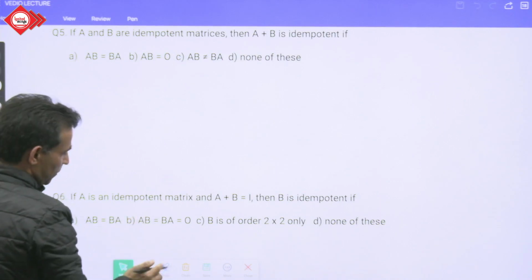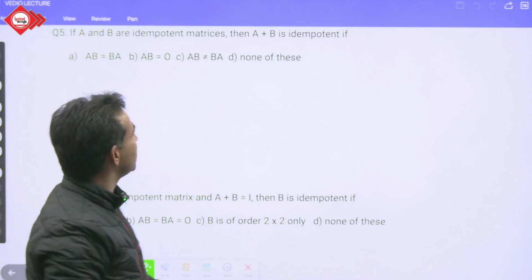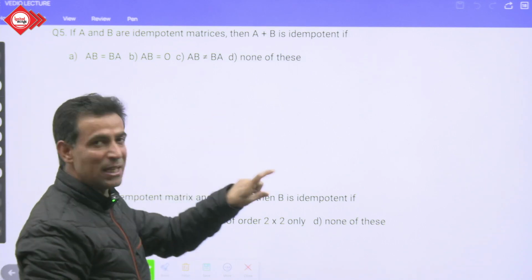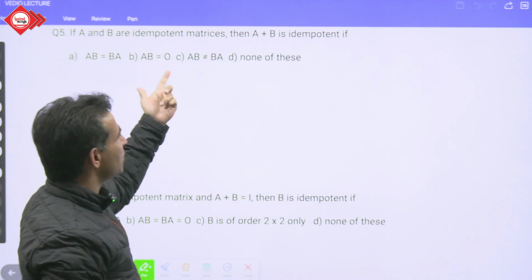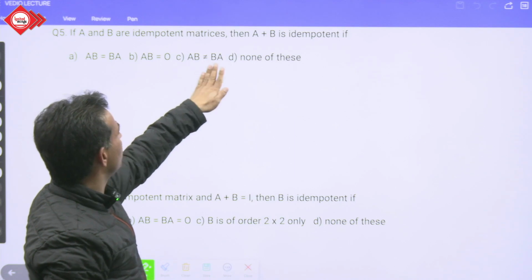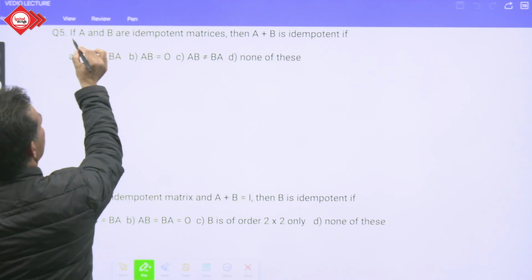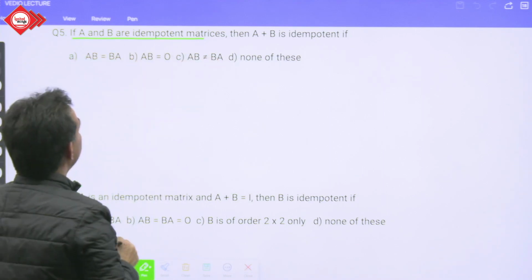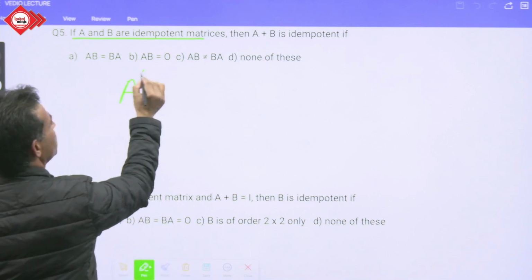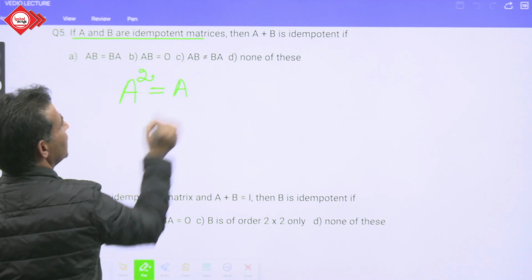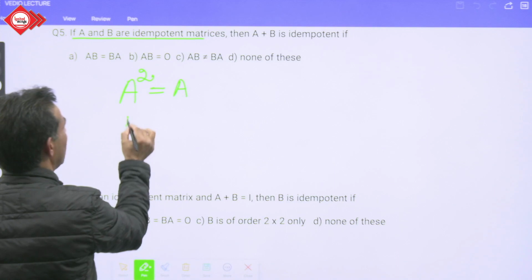Next MCQ is, if A and B are idempotent matrices, then A plus B is idempotent if AB equal to BA, AB equal to 0 null matrix. In fact, C part is AB is not equal to BA and none of these. Let us make use of this condition that A and B are idempotent matrices. So if A is idempotent matrix, it means that its square is the matrix itself, and B is idempotent matrix means its square is the matrix B itself.